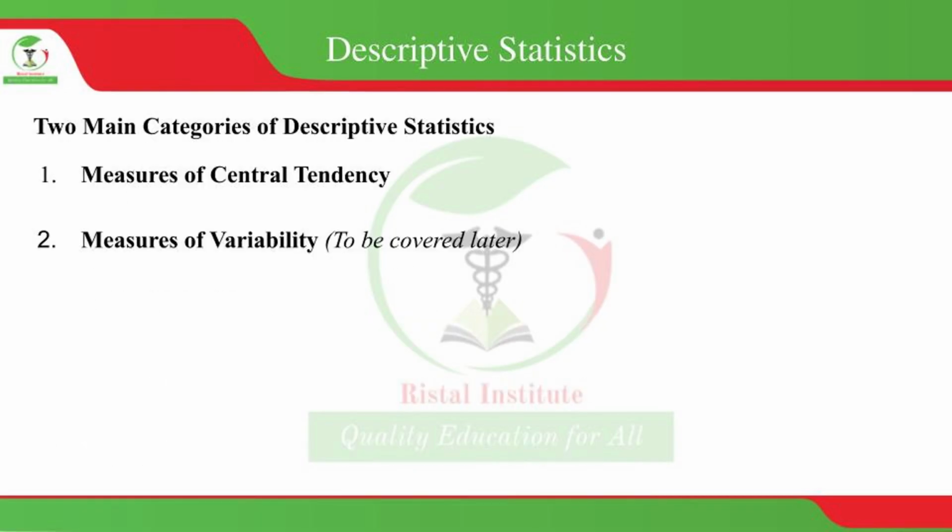We have two major measures of describing the statistics broadly. We have the measures of central tendency, and then we have what we call the measures of variability. Those are the two broad measures that we have. Each one of these has its own different measures. So let's start with the measures of central tendency.